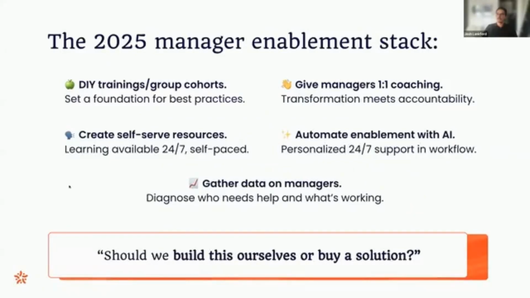What does the manager enablement stack look like today? For those considering manager effectiveness in 2025, I imagine you're considering most of these buckets here. How do we create a foundation of understanding for best practices? How do we give managers one-to-one coaching to improve accountability? How do we provide them learning and on-demand content to go deep into skills on a self-paced basis? How do we personalize the experience and make sure that the content and the coaching we're providing managers is super relevant directly within their flow of work? And also, how do we connect this to data? How do we understand what's going on, what's going well, what can be improved within our manager base so that we can make targeted decisions?